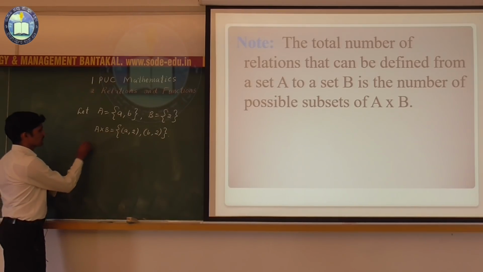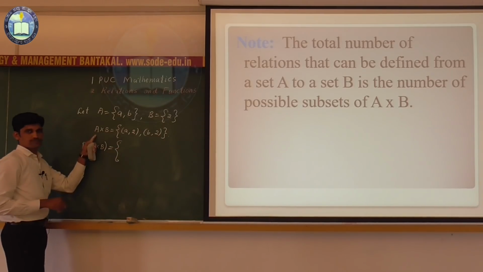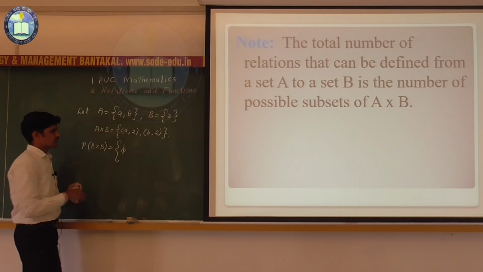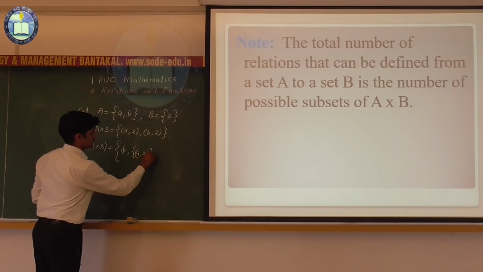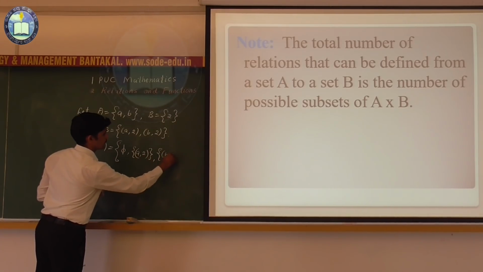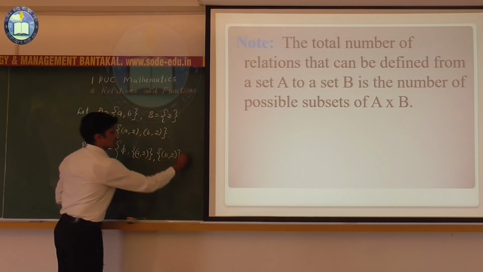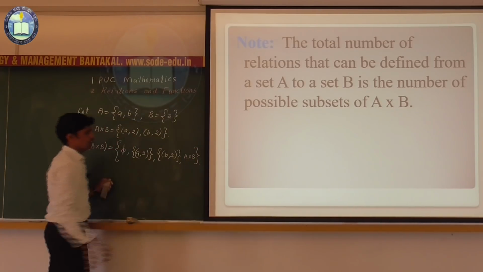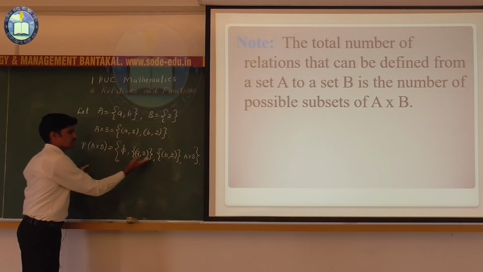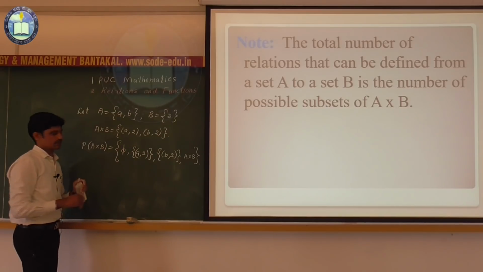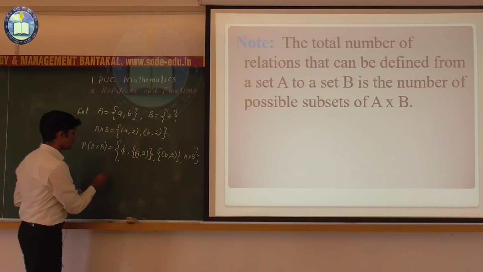Then what are the possible subsets of A cross B? That is the power set of A cross B, we say. The power set of A cross B is equal to the set of all subsets of A cross B. One trivial subset is the empty set, then a single element set containing (a, 2), then a single element set containing the element (b, 2), and the subset containing both the elements, that is A cross B itself. So these are the subsets of A cross B. This is known as the power set of A cross B. How many elements are there in this power set? 1, 2, 3, 4.